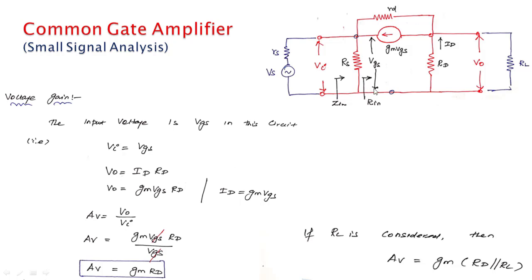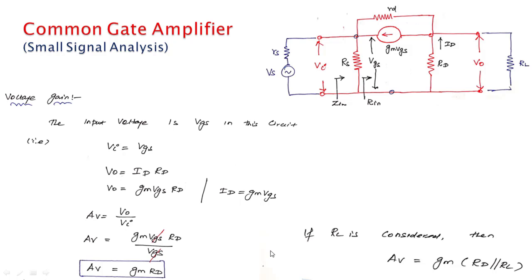So if we consider only the device, the voltage gain is equal to GM into RD. Suppose we also consider the load, then the voltage gain is GM into the parallel combination of RD and RL.